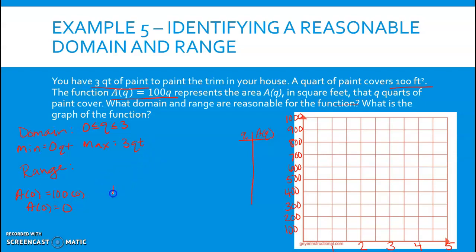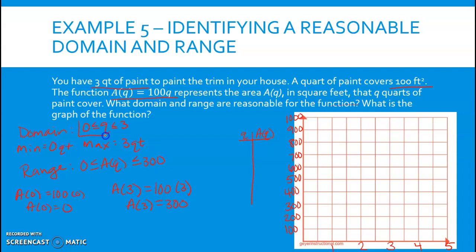And then I plug in my maximum. So A of 3 equals 100 times 3. Easy enough. A of 3 equals 300. Easy enough, right? So then my range, when I go to write that range, is between 0 and 300. So 0 is less than or equal to A of Q, which is less than or equal to 300.